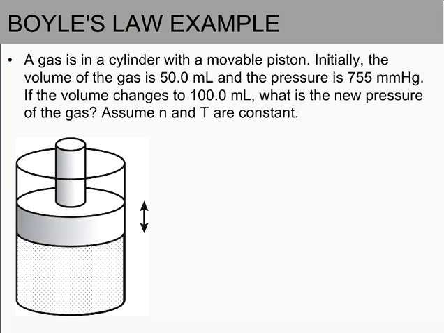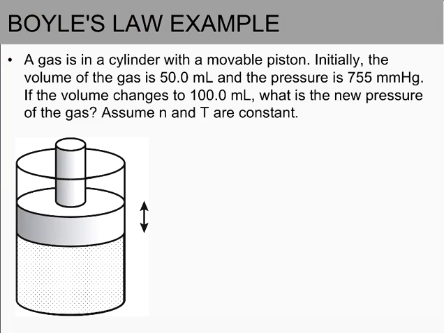So let's look at an example where we can use Boyle's law. Let's say that we have a gas in a cylinder with a movable piston, just like in our previous diagram. Initially, the volume of the gas is 50 milliliters and the pressure is 755 millimeters of mercury. If the volume changes to 100 milliliters, what is the new pressure of the gas? Assume the amount of the gas N and the temperature T are constant.